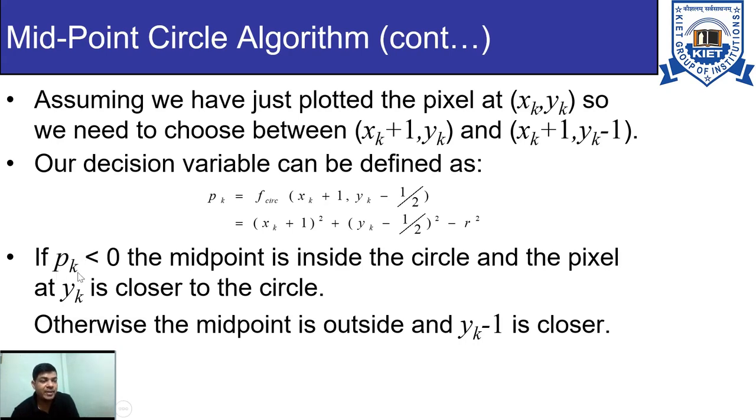If the value of pk is less than 0, the midpoint is inside the circle and the pixel yk is closer to the circle. That means if the value of pk is less than 0, then obviously we will activate the pixel which is at xk plus 1 comma yk, while in the other case we will activate the pixel which is at xk plus 1 comma yk minus 1.